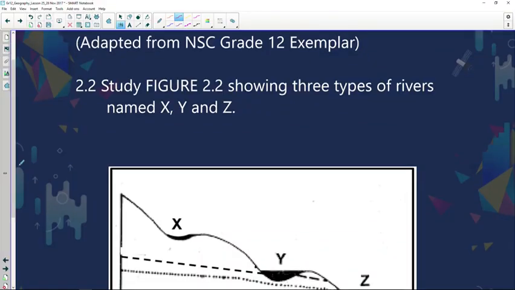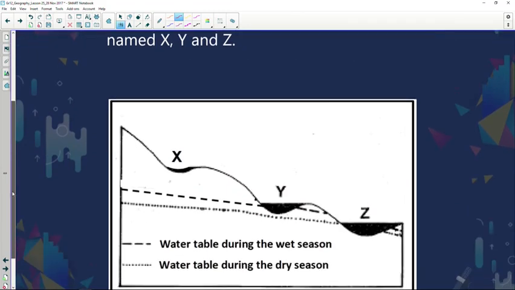Okay, that was our short questions. Let's quickly continue to our next set of short questions. If we look at 2.2, study figure 2.2 showing 3 types of rivers named X, Y, and Z. Now, as you can see, there's X, Y, and Z. There's a dotted black line that shows us the water table during wet season, and then there's an even finer dotted black line showing us the water table during dry season.